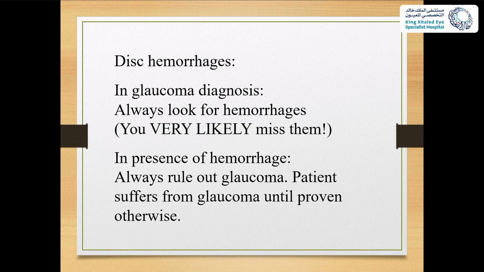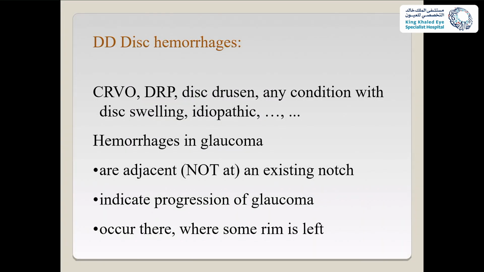It can happen in open angle glaucoma and more specifically in normal tension glaucoma. Differential diagnosis of disc hemorrhages: CRVO, diabetic retinopathy, disc erosion, any condition with disc swelling, etc. Hemorrhages in glaucoma are adjacent to an existing notch and indicate progression of glaucoma. So it's useful at every checkup and follow-up examination to check for disc hemorrhages, which indicate a progression in the glaucoma disease, usually associated with visual field defect.